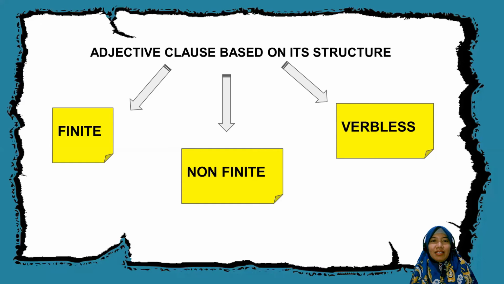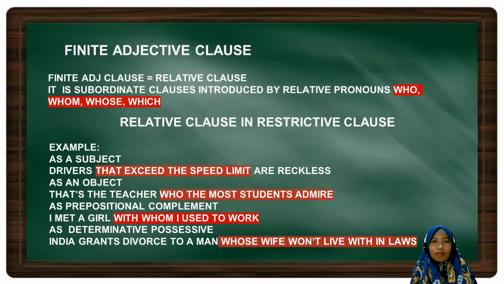Next, we will learn again about adjective clause based on its structure. It has three forms. The first is finite, the second one non-finite, and the last one verbless. Finite adjective clause, we can call it a relative clause. It is subordinate clauses introduced by relative pronoun who, whom, whose, which.